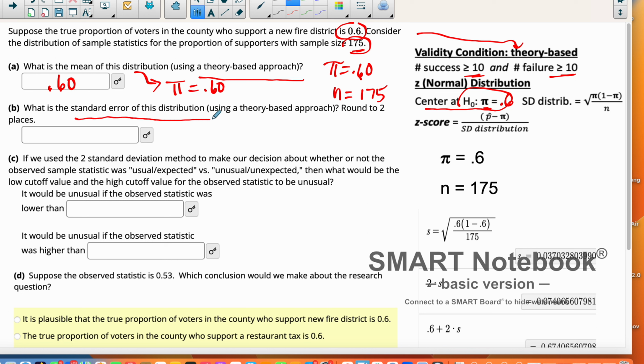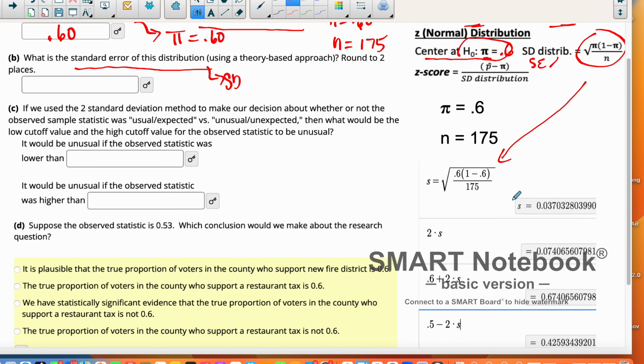The standard error of the distribution is the standard deviation of the distribution. For a theory-based approach, because I have categorical data, I'm using this formula here: square root of pi times 1 minus pi over n. So I plug that in. My standard error is equal to the square root of 0.6 times 1 minus 0.6, divided by n, 175.